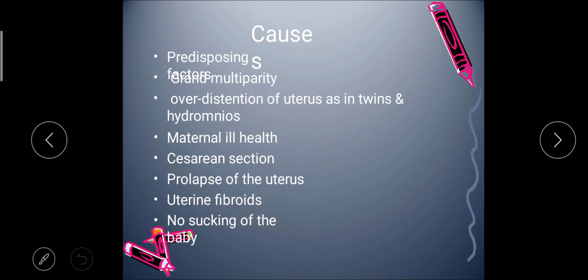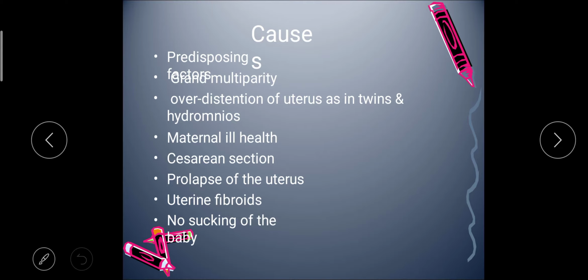The causes, or you can say predisposing factors, like grand multiparity. Grand multiparity means the woman has had more than 4 or 5 children. Okay, if they have had 4 or 5 deliveries, what happens is the elasticity of the uterus is already loose, so it will not come back to the normal state.